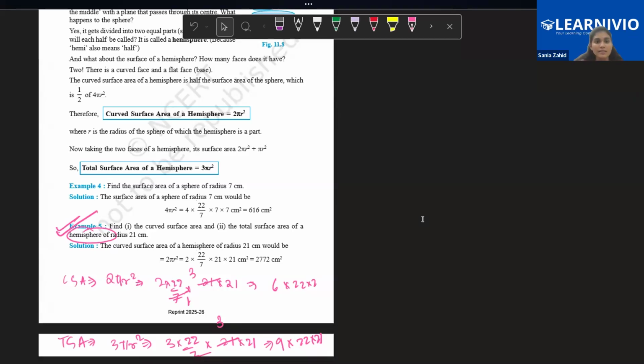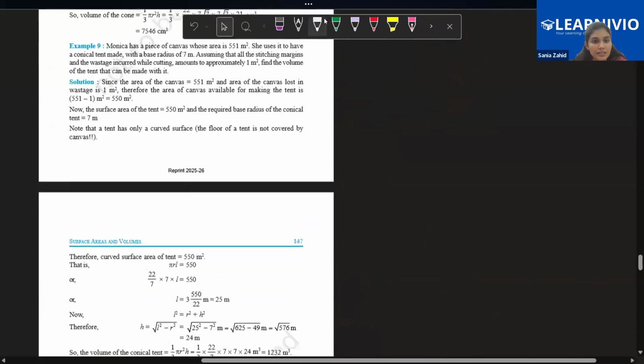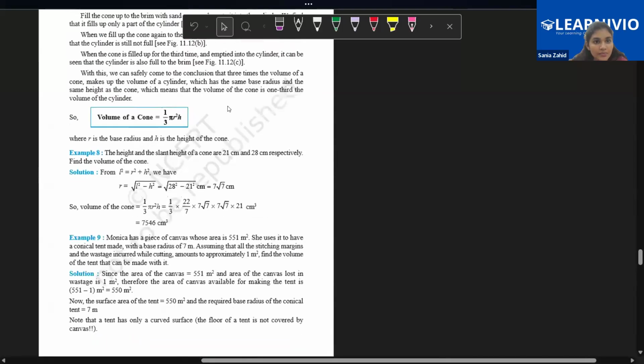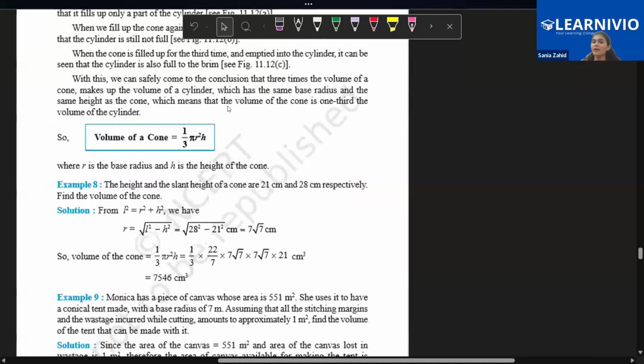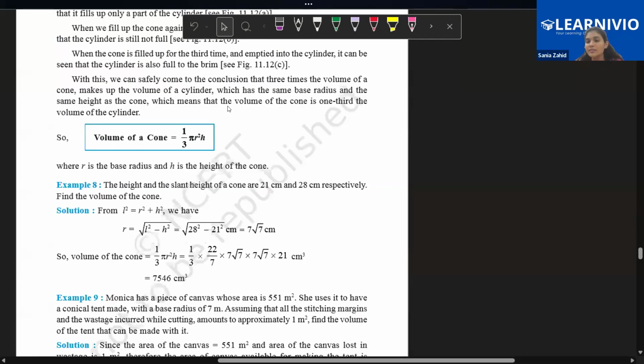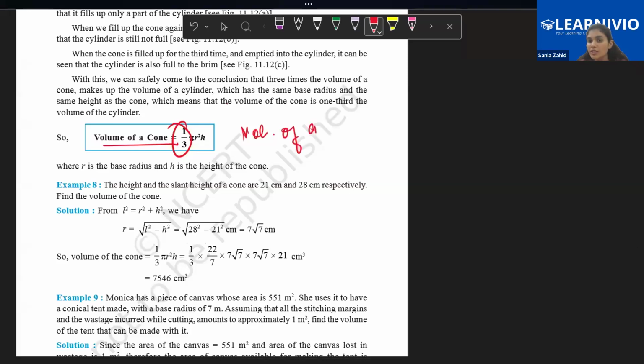Okay, so children, in the last class I discussed that the surface area part was completed. I started with the volume part, right? In the volume part, we have discussed that the volume of a cone is 1 by 3 pi r square h, where r is the radius and h is the height. Now, what was the significance of this 1 by 3 when I compare the volume of a cone with the volume of a cylinder? The volume of a cylinder is not in your syllabus, but I still explained it in the last class. What is the significance of this 1 by 3?